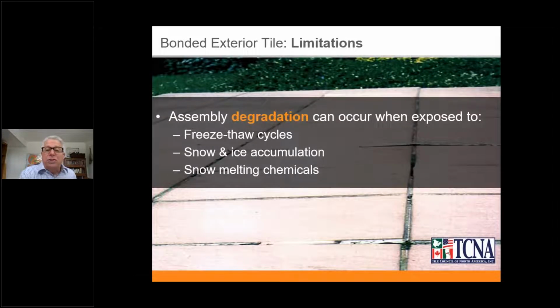There are limitations to these, though, and it actually will say right in the books when you see these limitations here. And you can see I put the highlights of their statement right up here on the screen, where it says where installation will be subject to freeze thaw cycles, snow and ice accumulation, and or snow melting chemicals, degradation can occur over time, and I would even go stronger than saying can to say will occur. So there are some limitations to these assemblies, and we'll look at where we should be looking at these and maybe going to a different system. So we'll get to that in a couple of minutes.